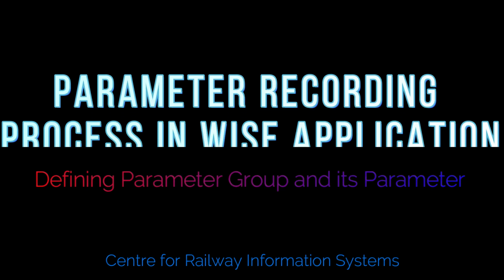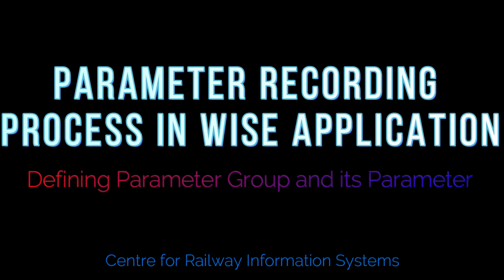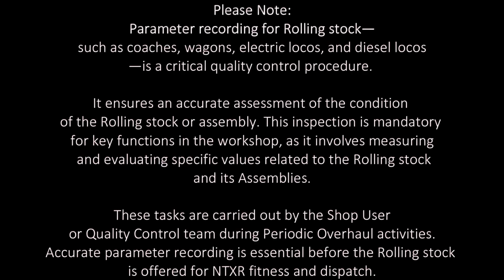In this demo, we will walk through the process of creating a master parameter group and assigning child individual parameters under the parameter group in the WISE application. Please note, parameter recording for rolling stock, such as coaches, wagons, electric locos, and diesel locos, is a critical quality control procedure. It ensures an accurate assessment of the condition of the rolling stock or assembly.